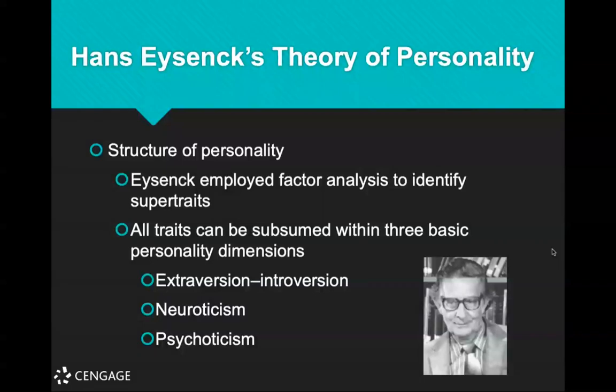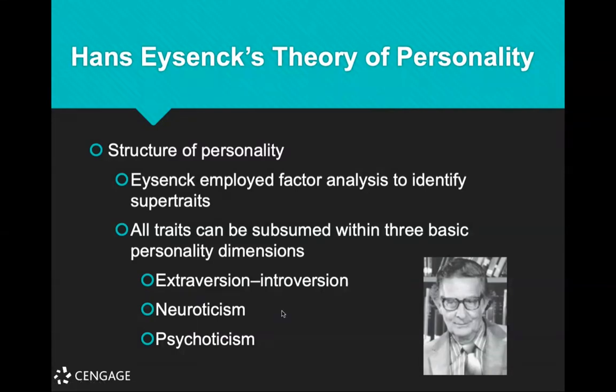So he was a proponent of the biological approach to personality. He's known for his structure of personality, where he employed factor analysis to identify super traits. Remember how we spoke about factor analysis in our previous presentations? And so the work of Donald Fiske, he was the person who sort of proposed the predecessors to the Big Five factor theory of personality. However, it was Hans Eysenck who proposed these specific terms that we now see in the Big Five factor theory of personality.